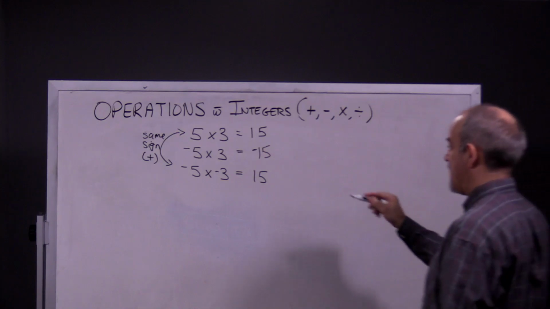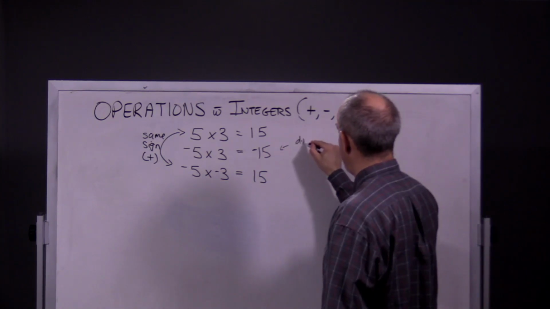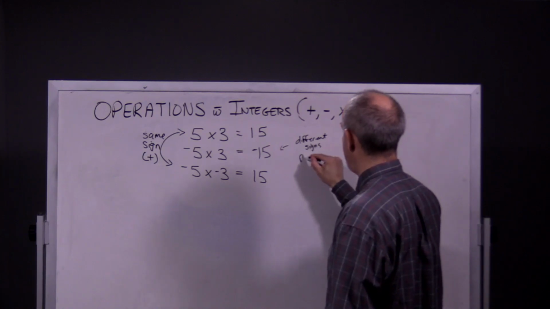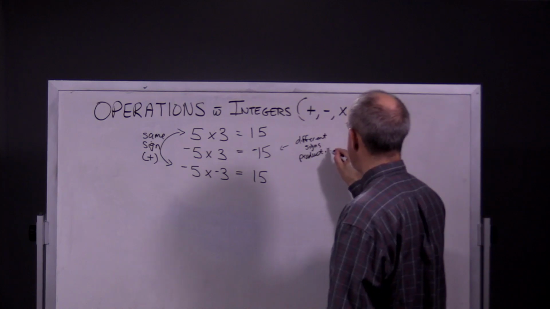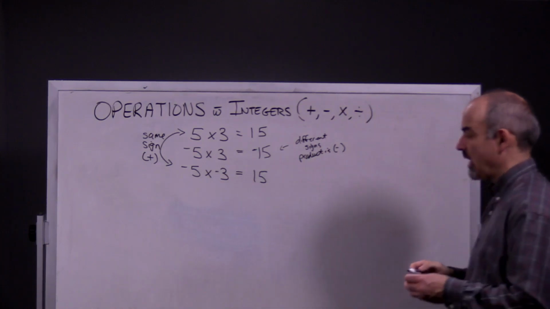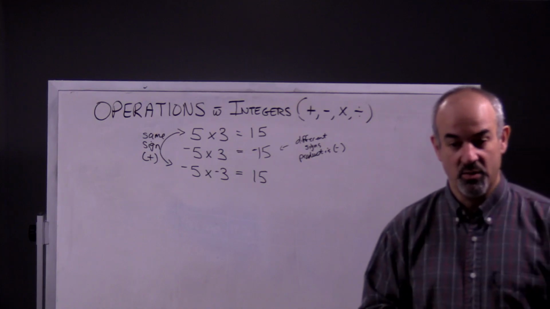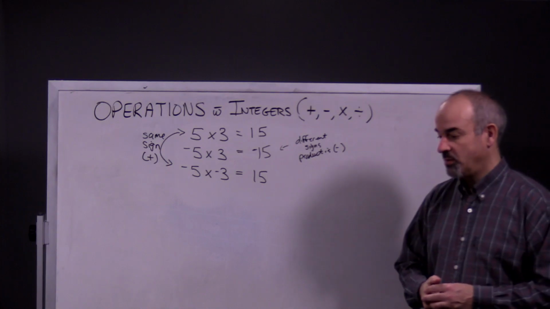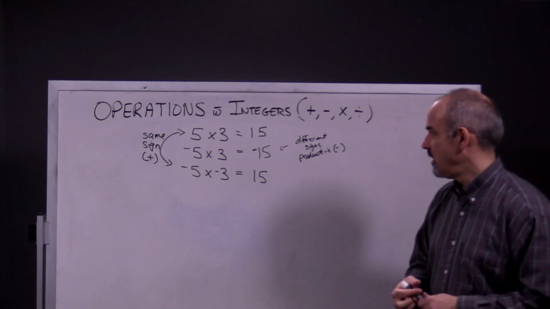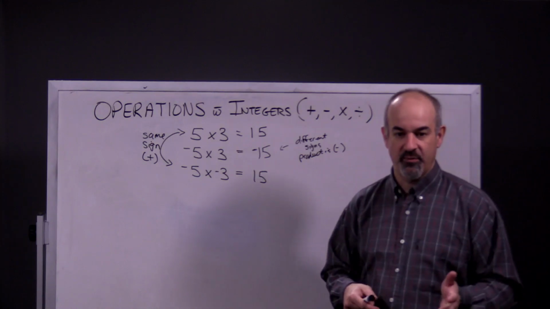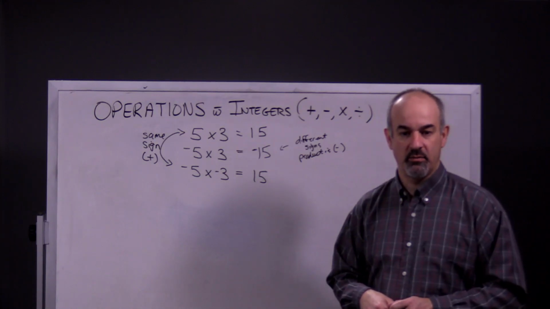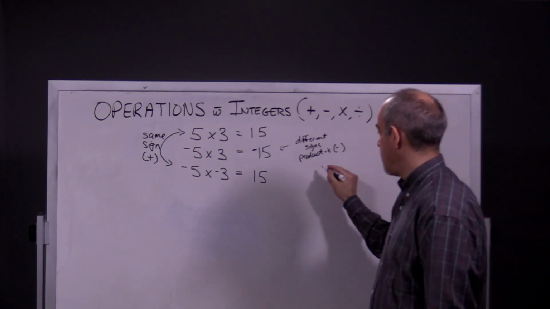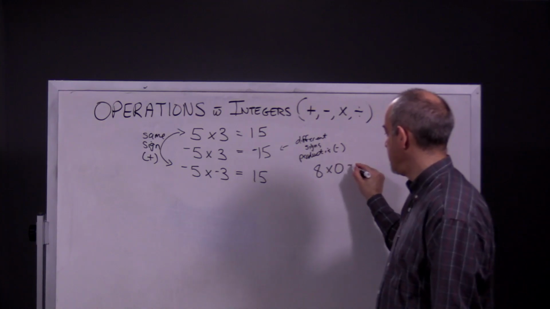So when they have different signs, the product is negative. That really sums up how to multiply two integers. There's no other real situation except for 0, right? If you multiply something by 0, the product will be 0. Doesn't matter what. I could say 8 times 0, that's 0.